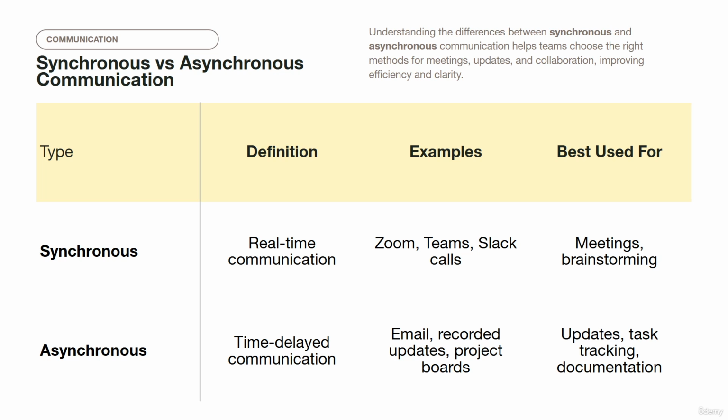remote and hybrid working. We have two key terms: synchronous and asynchronous. Synchronous is what we call real-time. So synchronous communication is real-time communication. So here we're talking about things like Zoom, Teams, and Slack calls, used for things like meetings and brainstorming, feedback as well. Asynchronous is time-delayed communication. Most typically email, any recorded updates, any project boards, anything that is put up at one moment and seen later is asynchronous. And these are best used for updates, task tracking, documentation, flow management, these kind of things.